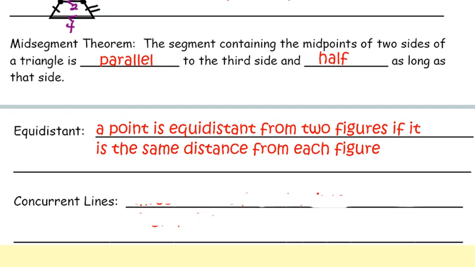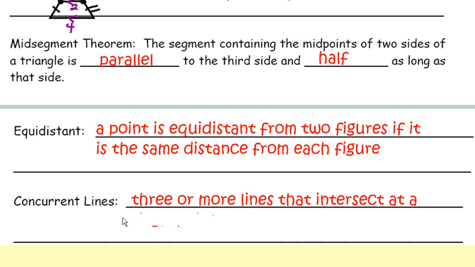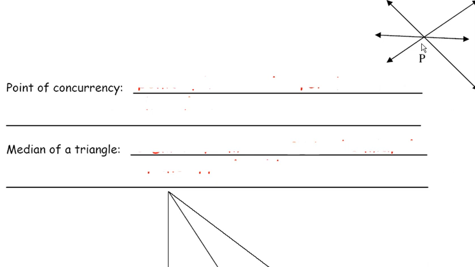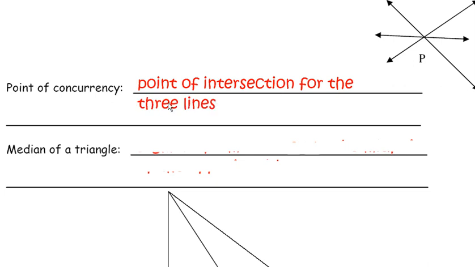All right, and then finally, let's talk about concurrent lines. Concurrent lines are 3 or more lines that intersect at a single point. So let's draw a picture of that. If I had something like this, and something like this, and then something like that, these 3 lines would be concurrent because they all intersect right here at this point. And sure enough, you can see that same figure right here. P is the point of concurrency.